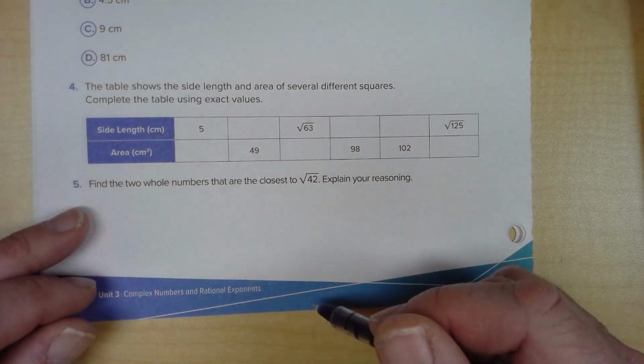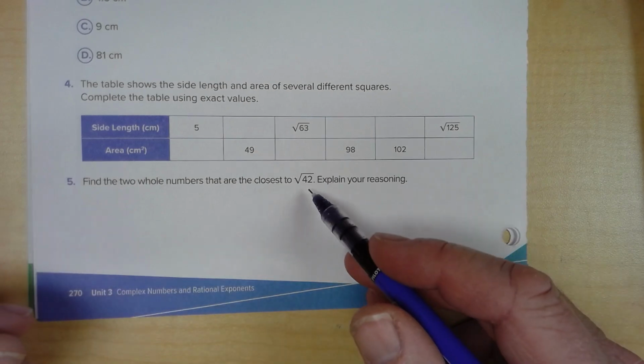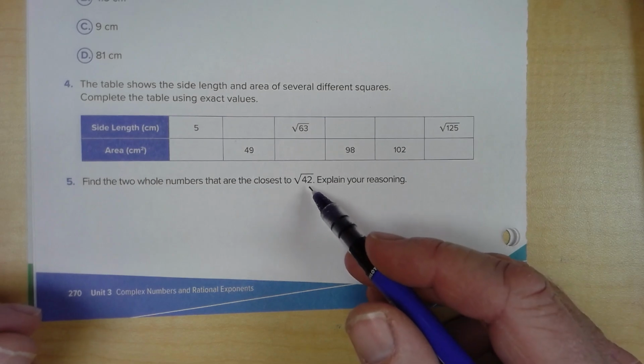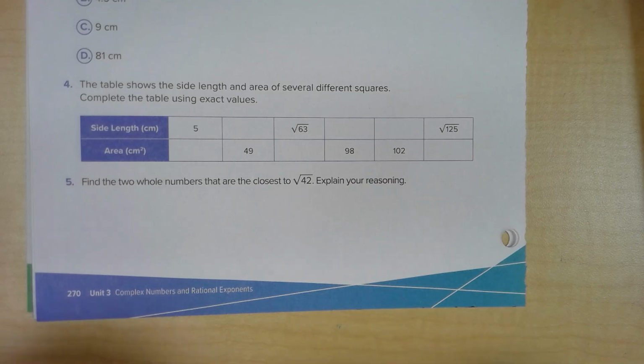And then between what two whole numbers is that closest to? So you can figure out what that is. Like 5 times 5, 6 times 6, 7 times 7. 7 times 7 is 49. That's too much, right? 6 times 6, so it's between two whole numbers. So you can kind of figure out what that means.